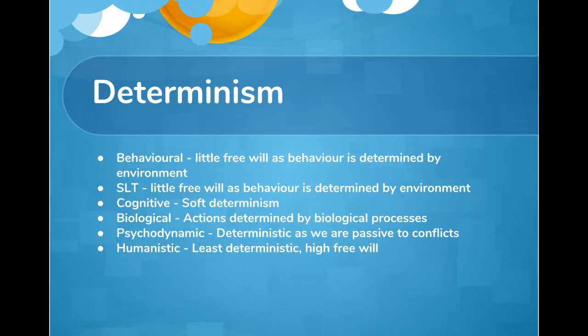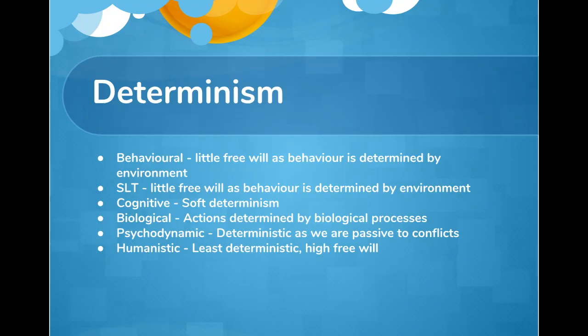So for determinism, I've gone through looking at the behavioural approach. It suggests environmental determinism because it suggests the way that we act is very much dependent on our environment, as is the social learning theory. So both of those are probably towards the more determinism end of the spectrum between free will and determinism, and it's what we call environmental determinism, due to the fact that the environment has an effect on us.